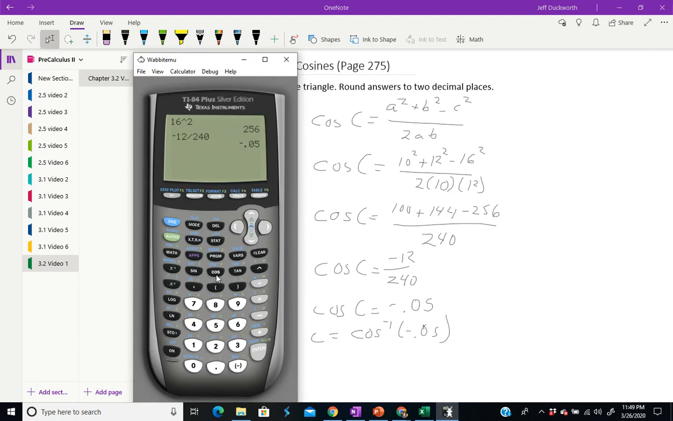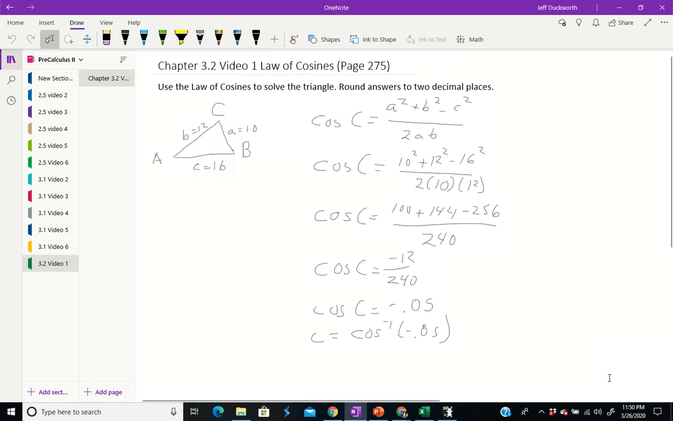So the inverse cosine is the second function of cosine, so my blue button and the cosine, and then I put in the dash on the left of enter, not the minus key. And this should give us the angle. We'll round this angle to 2 decimal places as per the instructions. So 92.8, the 6 rounds up to a 7, so 92.87. So C equals 92.87 degrees.